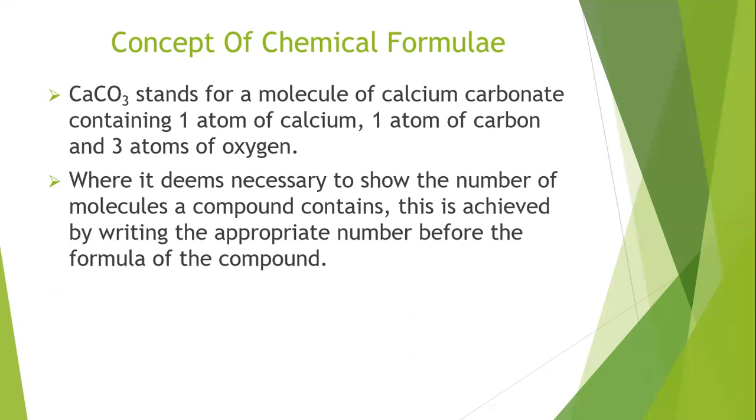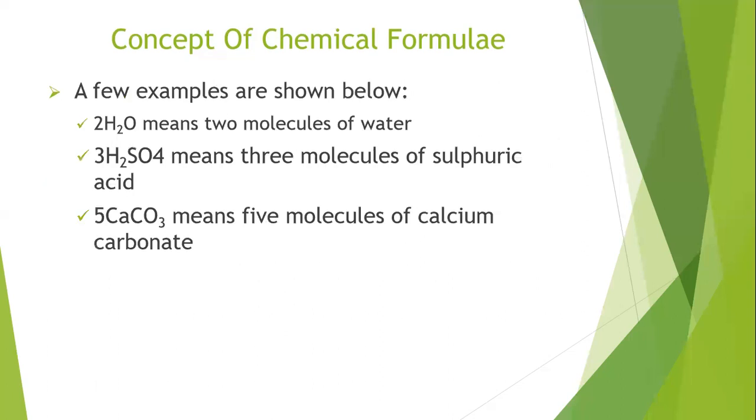Now, where it is necessary to show the number of molecules of a compound, it is achieved by writing the appropriate number before the formula of the compound. The following are examples. When you write 2H2O, you mean there are 2 molecules of water. When you write 3H2SO4, you mean there are 3 molecules of sulfuric acid. And when you write 5CaCO3, you mean there are 5 molecules of calcium carbonate.